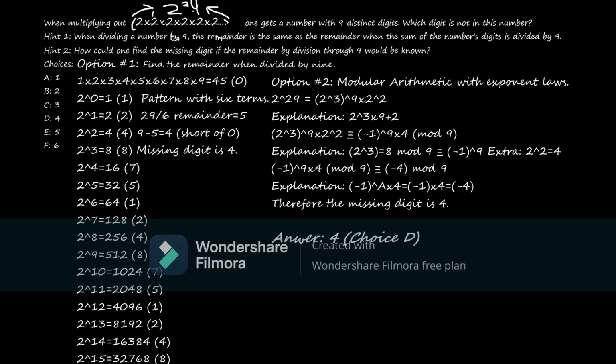Well, you might ask, now that we know what the remainder is, how do we find the real number? Well, it's actually simpler than you might think. Since we know that 45 and the sum of the digits in 2 to the 29th power have a difference of 4, this makes it the missing number, because the only difference between 45 and the digits in 2 to the 29th power is one number, and that number is 4. So the correct choice for this question would have been choice D, or the number 4.